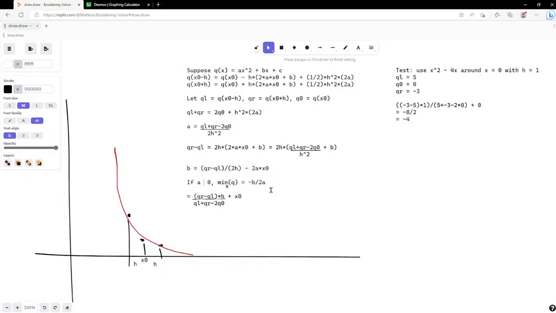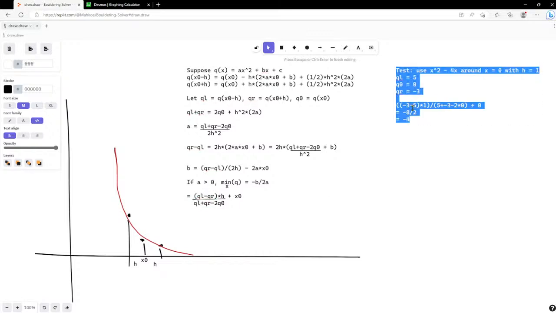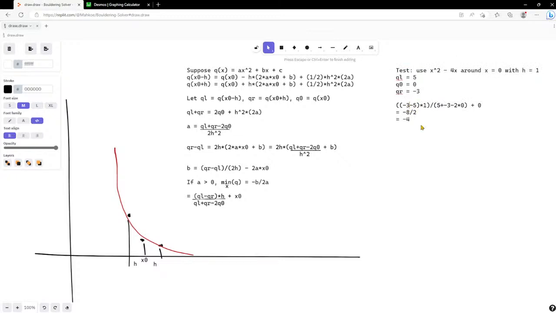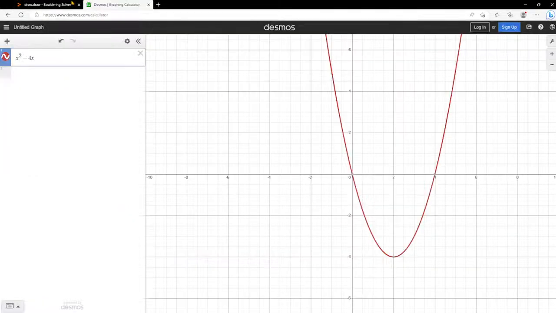Also, this is a is greater than 0. I don't know why I said less than 0. Then the minimum x over q is -b over 2a. So -b. So this is actually ql minus qr. So I was missing a minus sign, but this is still, I think, incorrect. I'm not sure though. So ql minus qr, so 5 minus -3, which is just 8 over 2, which is still wrong. It's 4, but the real answer is 2.